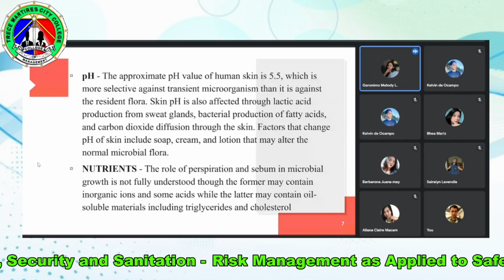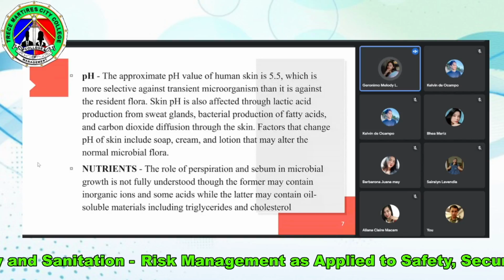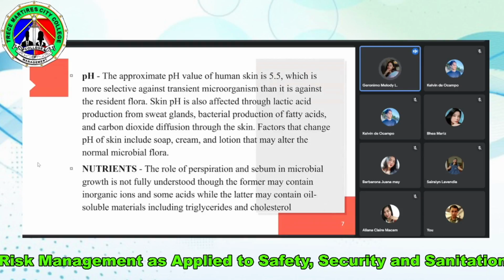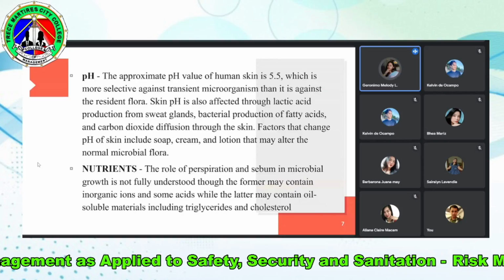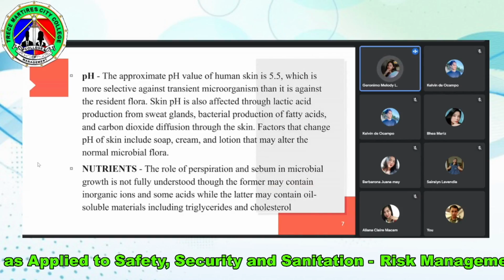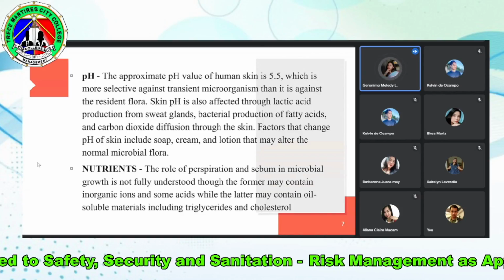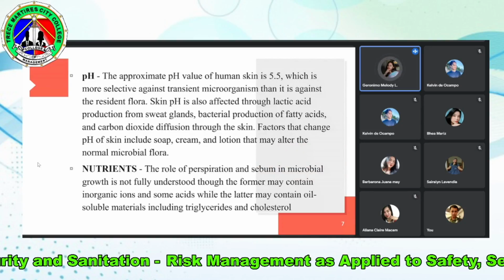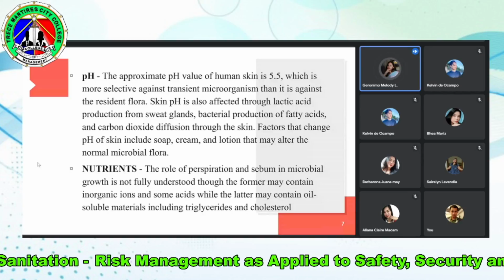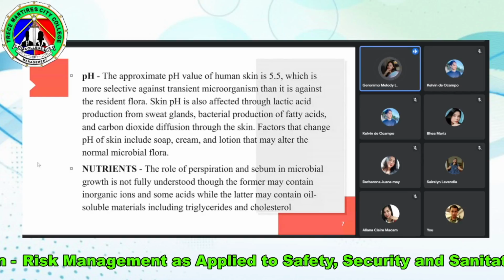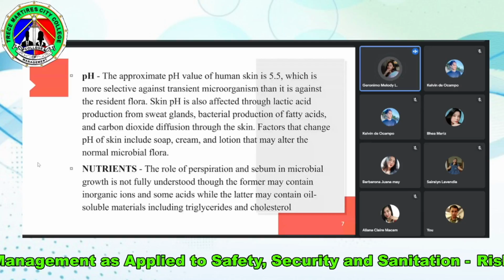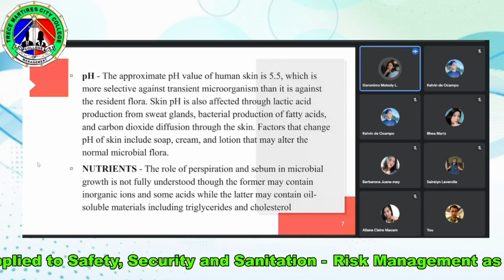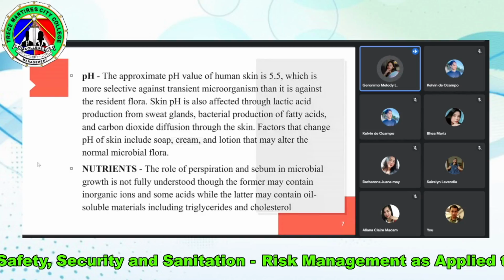So next factor po is nutrients. So the role of respiration and sebum in microbial growth is not fully understood, though the former may contain inorganic ions and some acids, while the latter may contain oil-soluble materials, including triglycerides and cholesterol. So, ang pawis daw po at sebum ay malaking tulong din daw po sa ating balat. So, they are present in the layer of the skin and mostly near the hair follicle.